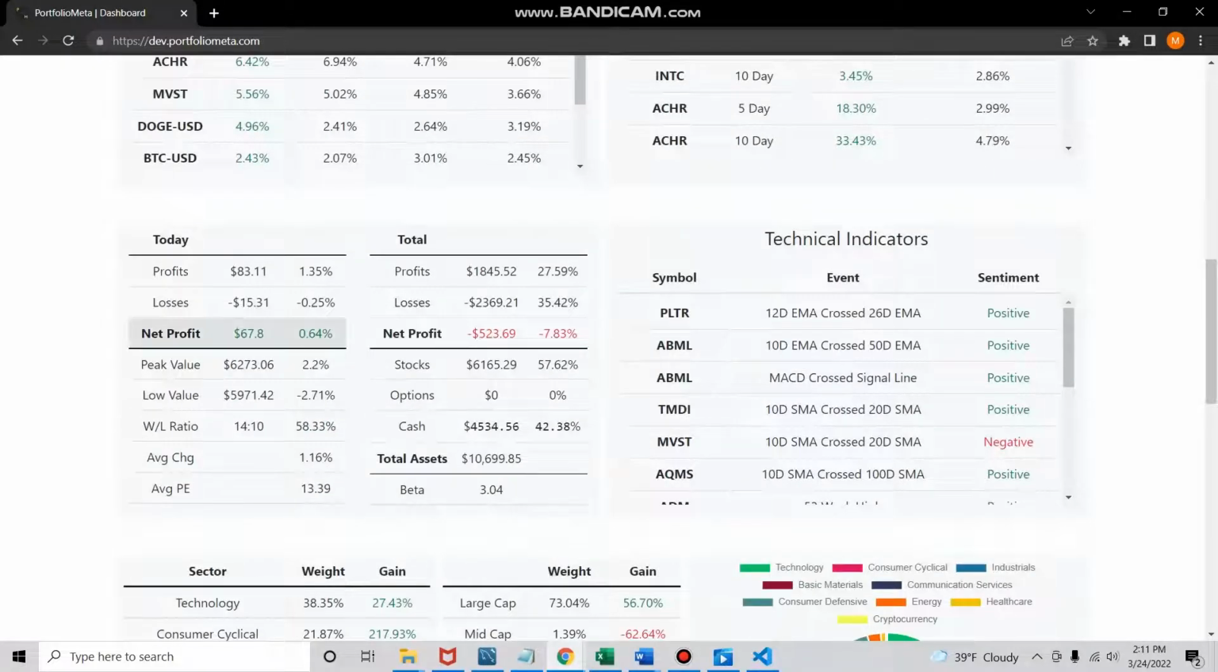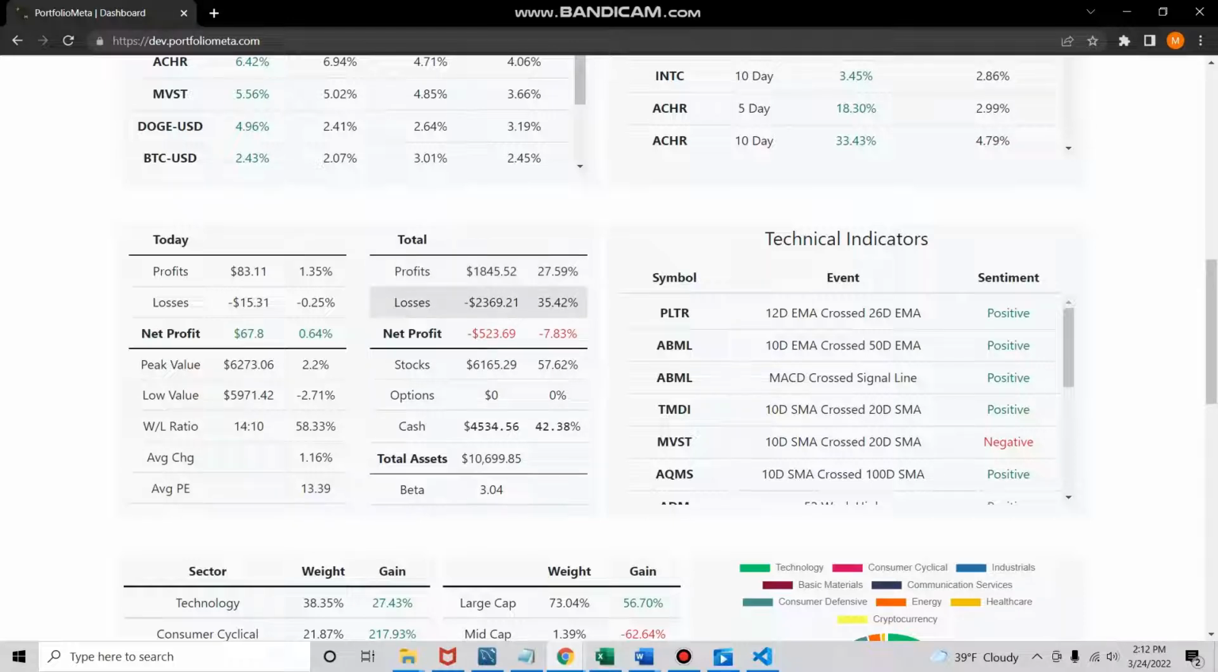And then down here is an in-depth breakdown of what you own in your portfolio. So it not only shows your net profit for today in total, but it also breaks it down between profits and losses, so you can actually see how much you're making and how much you're losing. Over here, it shows the peak value and low value of your portfolio today, the win-loss ratio today, average change, average PE ratio of your portfolio.